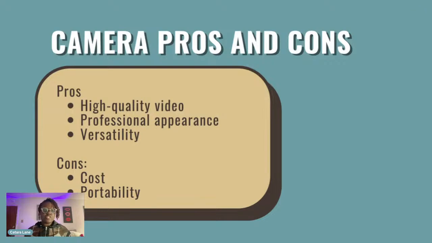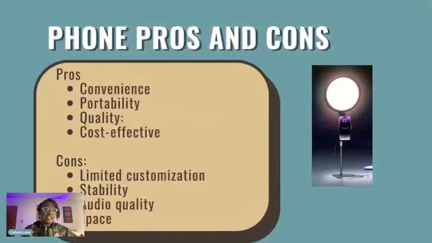The cons of this are how much it costs, and also how portable it is. So I know when I'm doing vlogs, I'd rather not carry a camera around with me. Now I know there are lighter cameras out there. My camera is not a light camera though. It is very heavy. So I'm not using a camera for vlogs, but I do use cameras for my native YouTube videos.